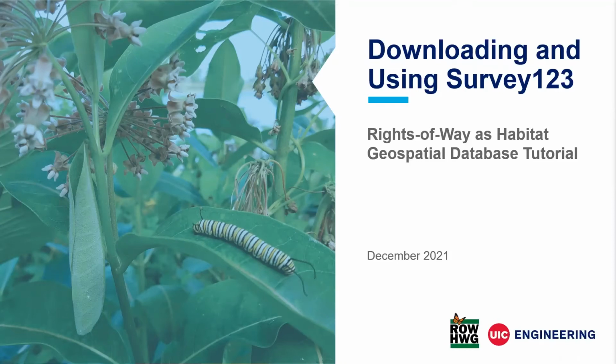Hi, this is a video tutorial that will cover how to download and fill out the Rights of Way as Habitat Pollinator Scorecard using the ArcGIS Survey123 field application. This video is intended for current or prospective geospatial database users who want to automatically sync habitat data with the geospatial database. Additional video tutorials can be found by selecting Tutorials and Resources, and then Tutorials on the Rights of Way as Habitat Working Group Geospatial Database website menu.